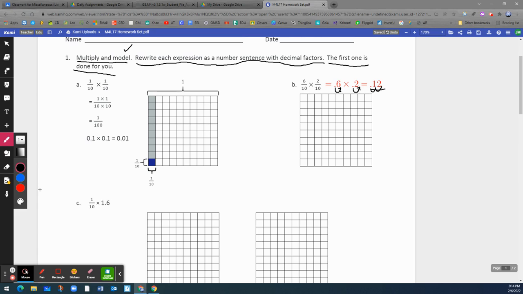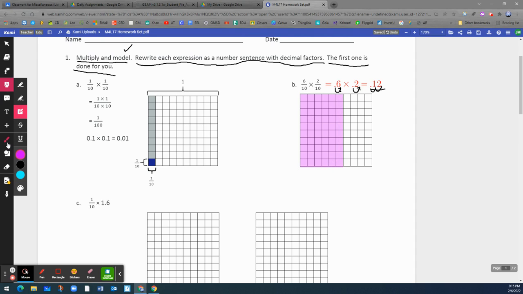Now we have to show the multiplication on this model. Now this is 1/10, so we have to do 6/10. All right, so let me highlight. Highlighting is much better than just doing lines. So we're going to show 6/10. This is going to be 1, 2, 3, 4, 5, 6, 7, 8, 9, 10. Okay, so this is 1/10, 2/10, 3/10, 4/10, 5/10, and 6/10.